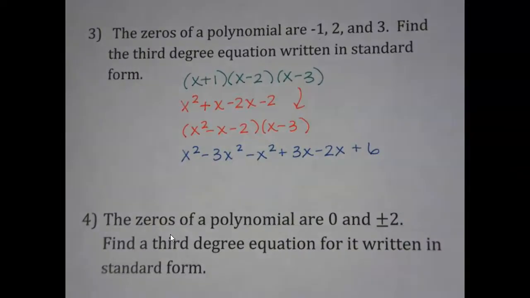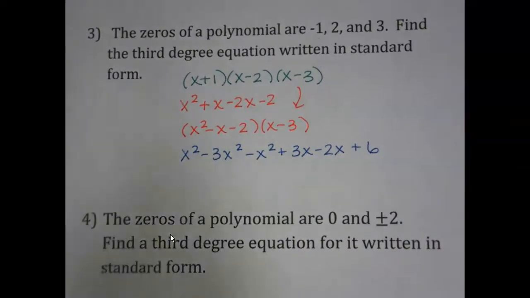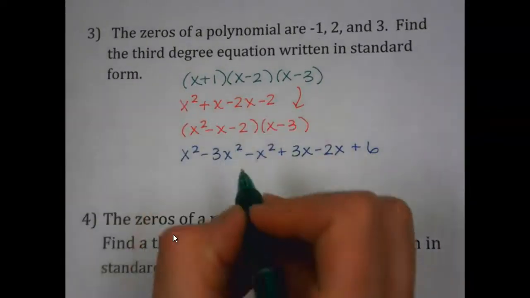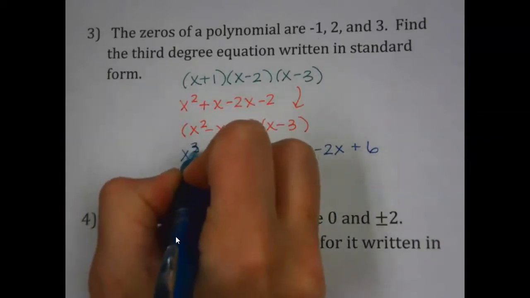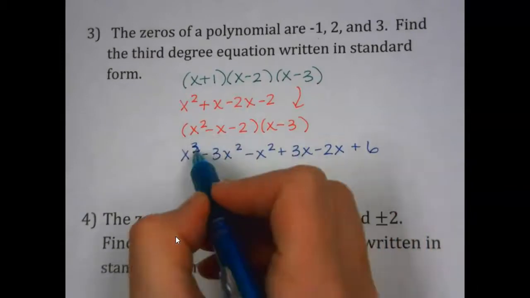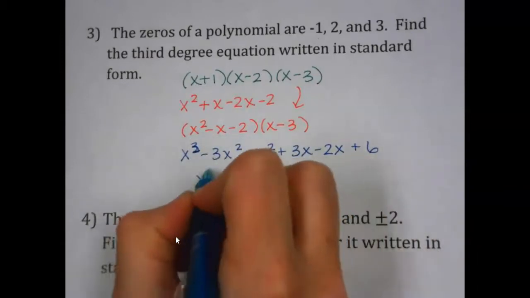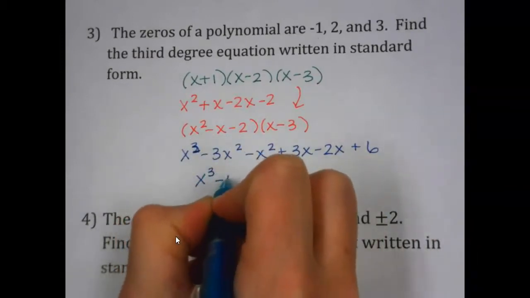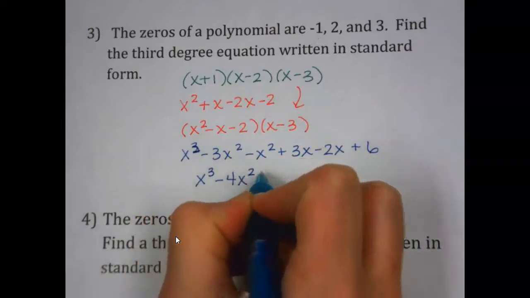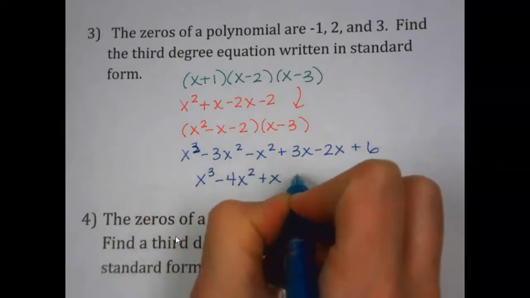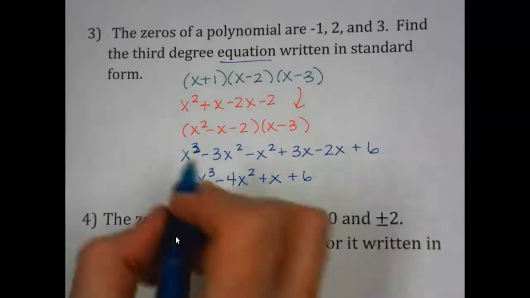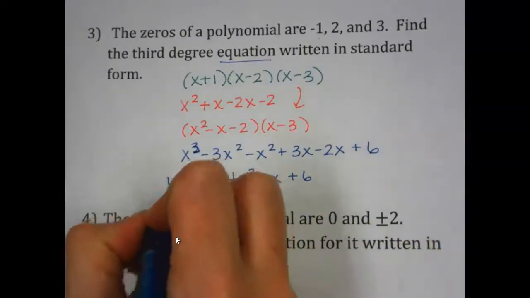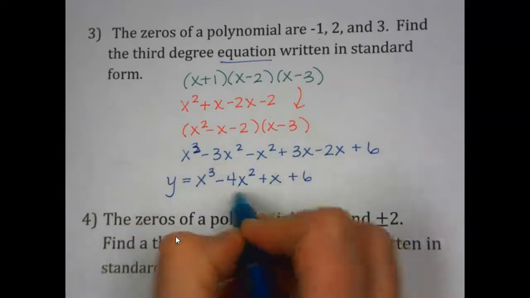All right, so if we combine those, we will get x cubed. Oops, I think I accidentally wrote a square. This should have been a cube, because x squared times x is x cubed. So x cubed minus 4x squared plus x plus 6. Now it said it wanted an equation, so that means we need to throw an equal sign in with a y. And it is written in standard form.